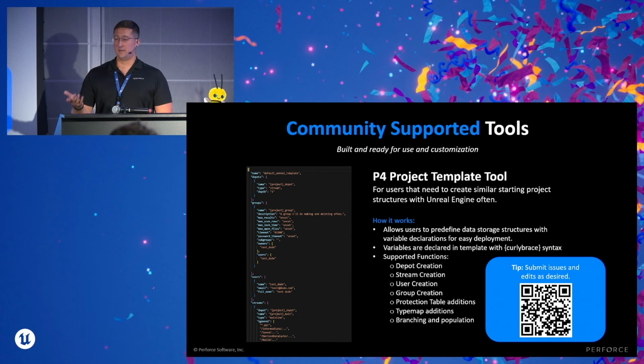With that, this project template tool effectively allows you to define a JSON file that allows for curly brace syntax for variables to be passed in, and it can build out depots, streams, users, groups, add lines to your permission table, edit your type map, and also branch. If you have a template project already created, you could branch that into your new project very quickly. So if you're a studio that's spinning things up quite often, this could be used to build things out very quickly and allow you to define those template spots that you need to make for each new one, run it, and do all that.